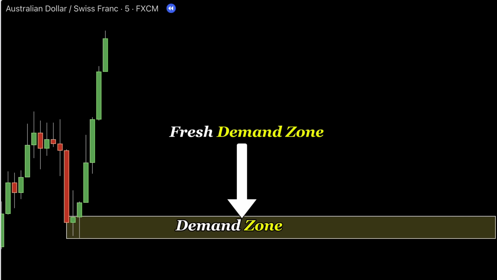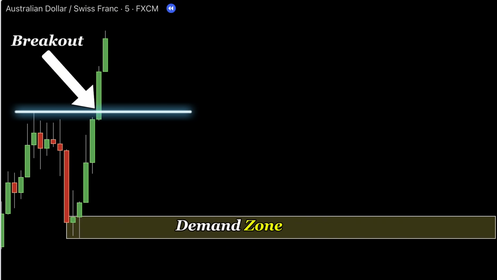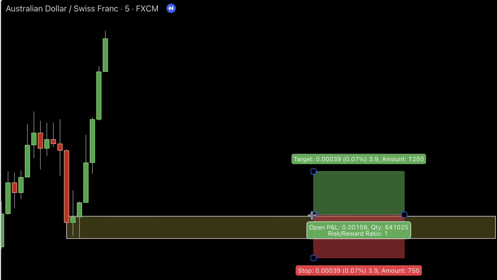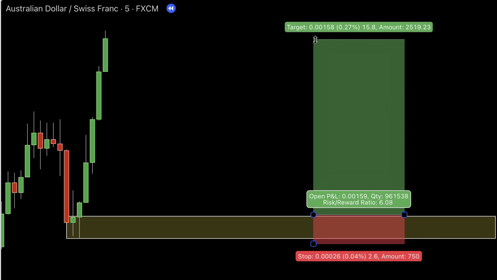Now, let's check the freshness of the zone. This zone is fresh, meaning it hasn't been tested before. Since it's the first time the market revisits this zone, it has a higher chance of reacting strongly. Next, let's confirm the breakout of structure. Here we can see that the market broke through a previous resistance level, which signals that smart money is likely in control, adding more strength to the zone. Finally, let's evaluate the risk-to-reward ratio. The zone offers a favorable 3-to-1 risk-to-reward ratio, which is exactly what we want in a quality trade. Now that we've qualified the zone, let's see what happens when the market approaches it.